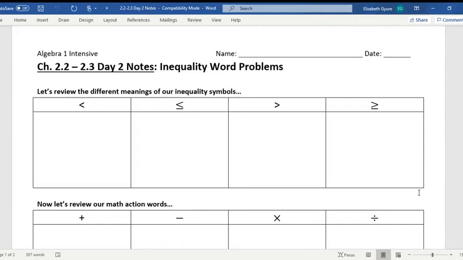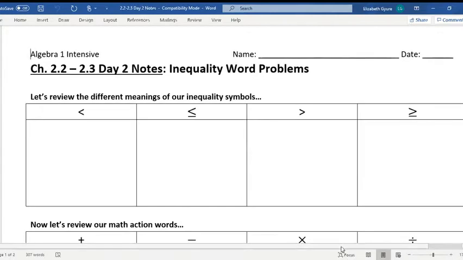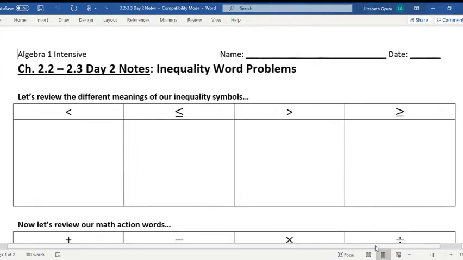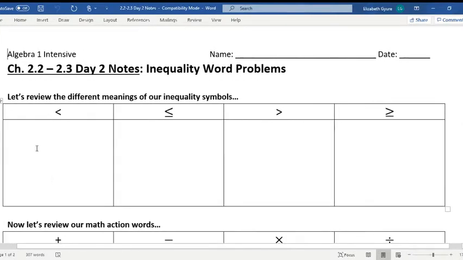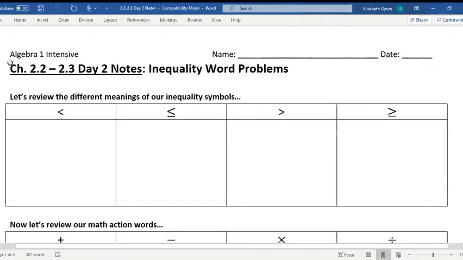Right? Today we're going to focus more on reading a problem and writing an inequality for it. So let's just review our different meanings for our inequality symbols here. Help us refresh our memory. We're just going to go from left to right. Asia, what does this first symbol mean? Less than. Yep, this is less than.